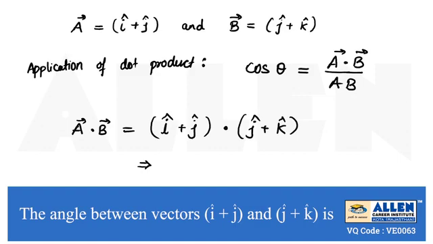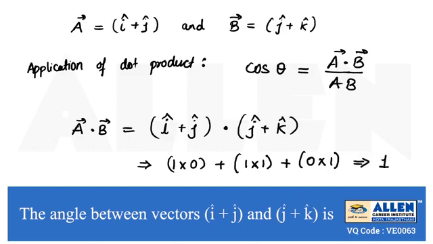So coefficient of i cap in first bracket is 1 while in second it is 0, plus coefficient of j cap in first is 1 and also it is 1 in second bracket, and coefficient of k cap in first bracket is 0 and 1 in second bracket. Therefore on calculating this one we will get value 1. This is the value of a vector dot b vector.